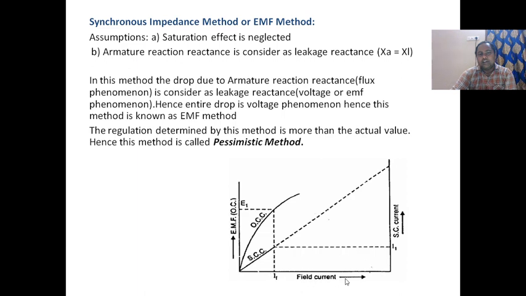Here, this is the field current or excitation current. This is the open circuit voltage, this is the short circuit current. We draw all the parameters in a single graph. By using the graph, we can find out the EMF and the voltage regulation of the alternator.